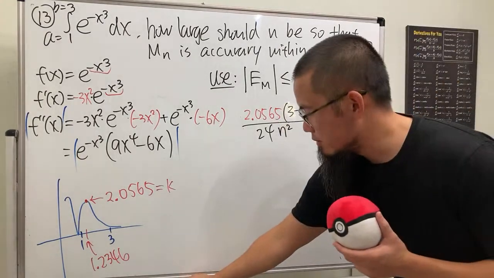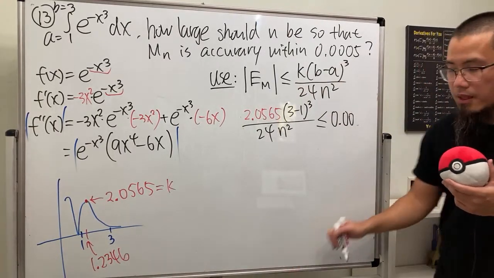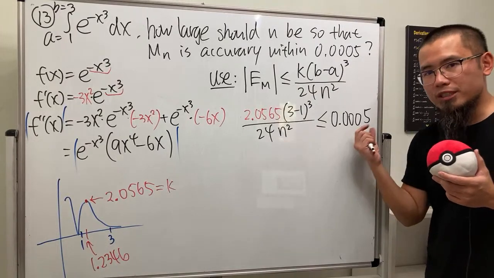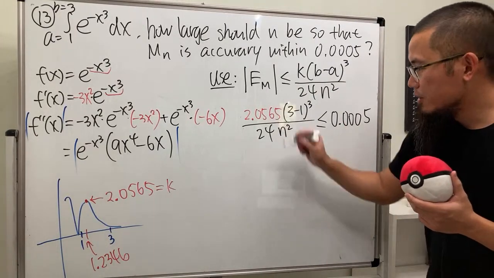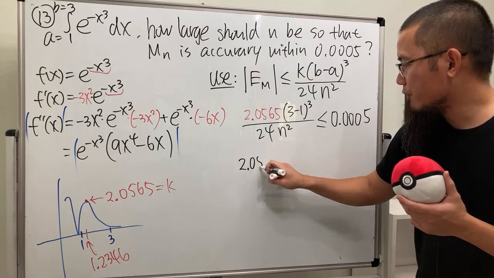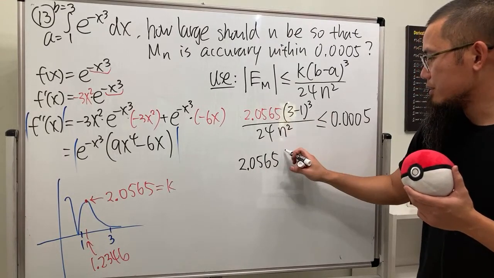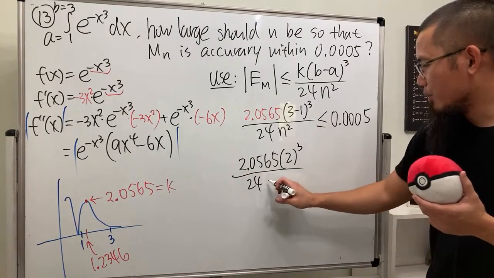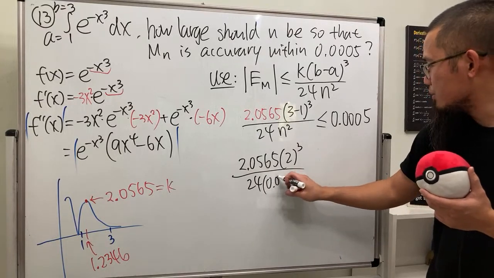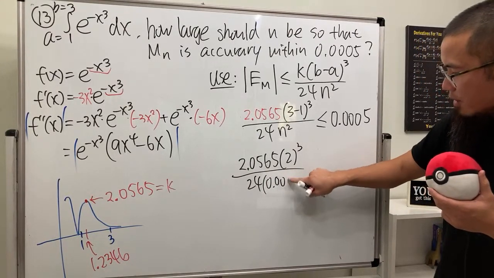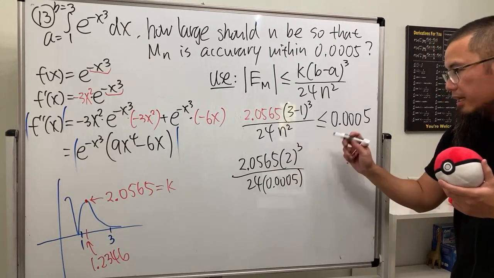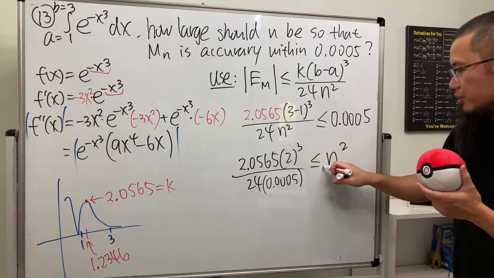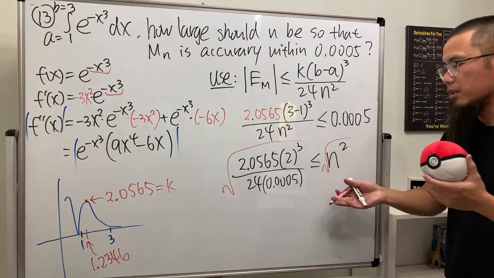Oh, one more zero. And then the easy way to do it is multiply both sides by n squared and divide on both sides. So we really just get 2.0565, and that's just, of course, 2 to the third power, which is 8, over 24, and then multiply by what is on the bottom, which is 0.005. And we want this to be less than or equal to n squared. Of course, everything is positive, so we just care about that.